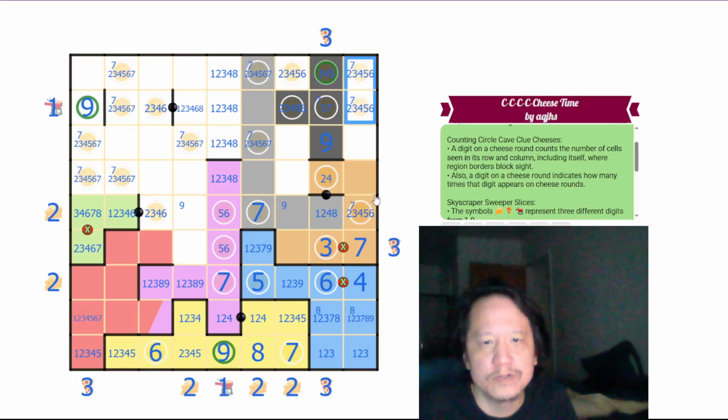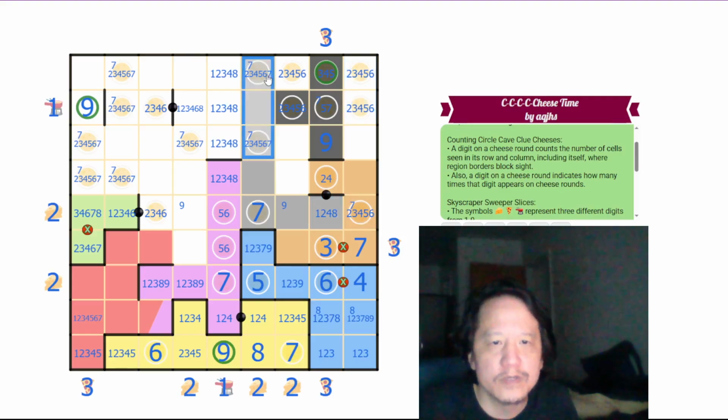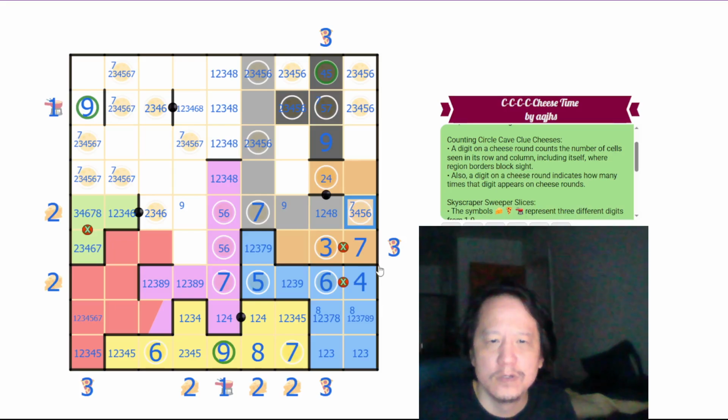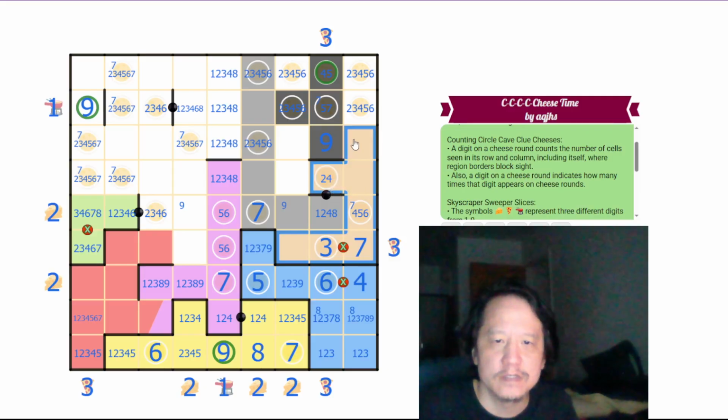No 7 here, no 7 here. No 7 here. No 7 here. Three would make this not 3. This sees more than 2. It cannot be 3 because it's in the same region, so it'd have to see at least 4. So this is orange. 2, 3, 1, 2, 3, 4, 5, 6, 7.